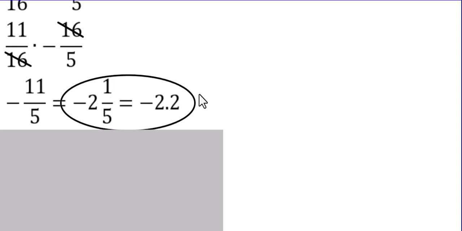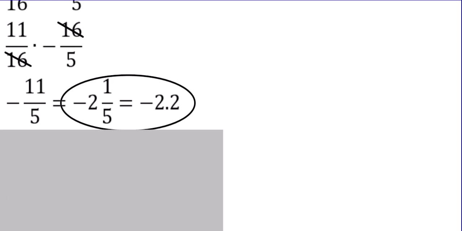Now, I did also write it as a decimal. I think the directions asked for that. 1/5 is equivalent to 0.2, so this will be equal to -2.2. Again, I want to strongly recommend, I think I've done that in several of the videos, that you do study the fractions and decimals to convert.